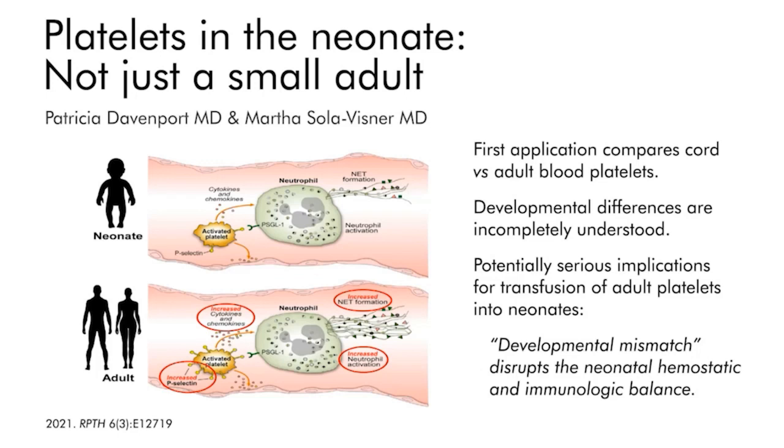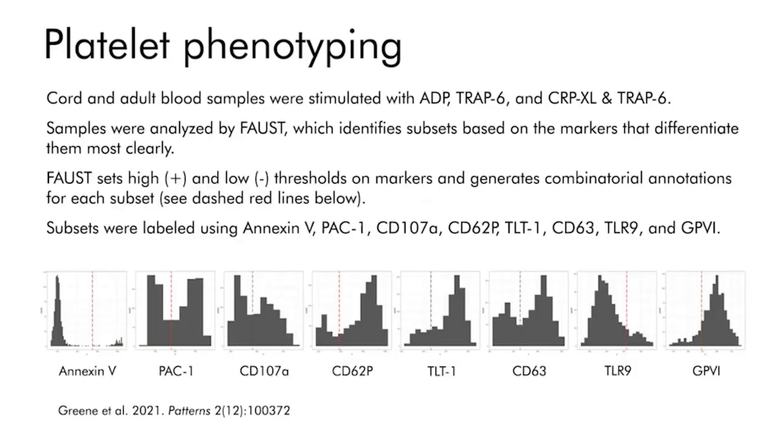So with its high parameter capabilities, we hypothesized that our panel could characterize these developmental differences in more detail than existing assays. So we compared cord and adult platelets at baseline and after stimulation with ADP, the thrombin peptide TRAP6, and the combination of collagen and thrombin peptides, CRP plus TRAP6.